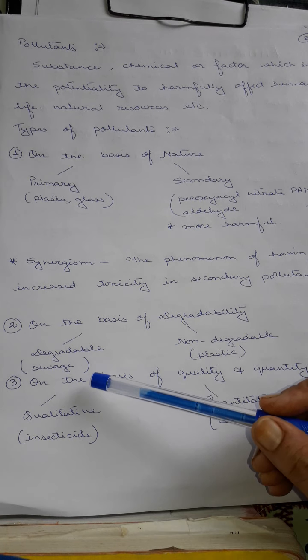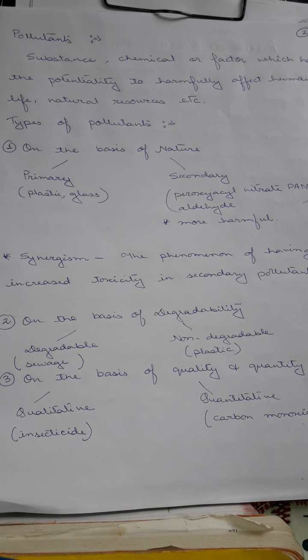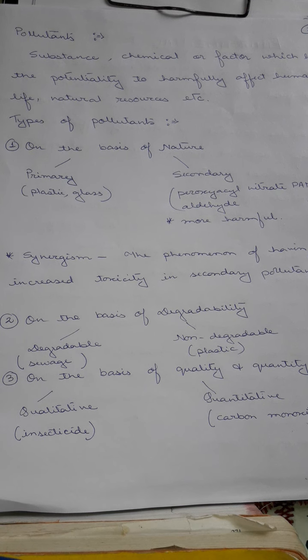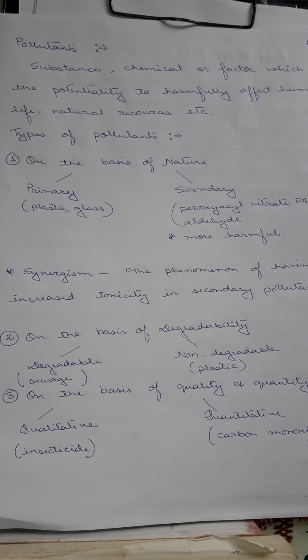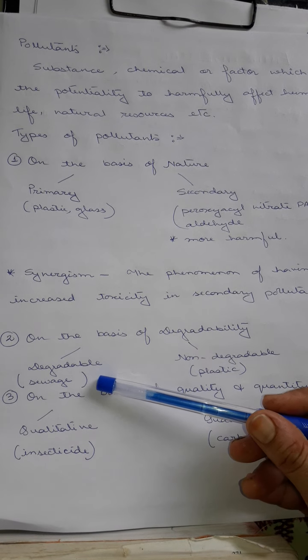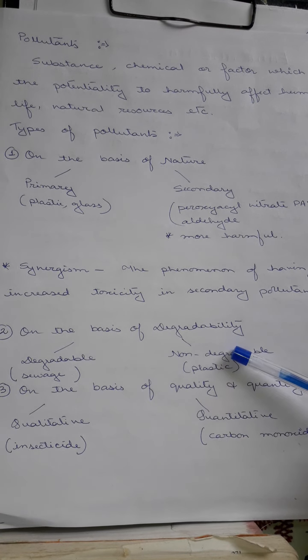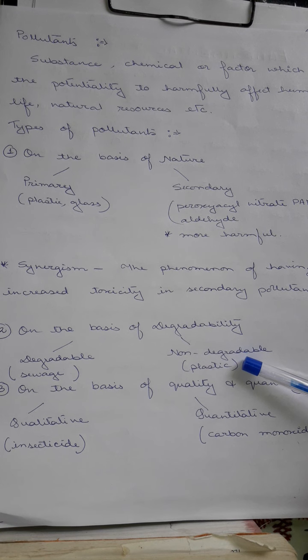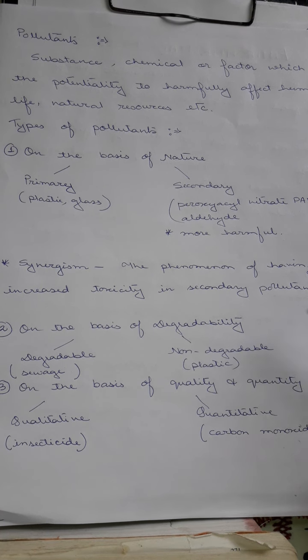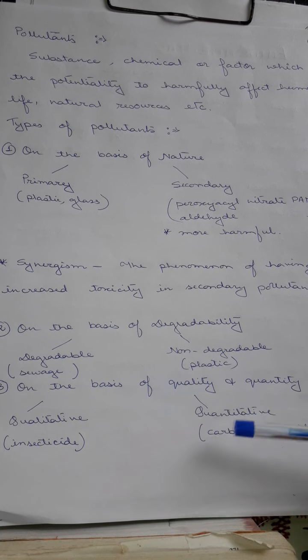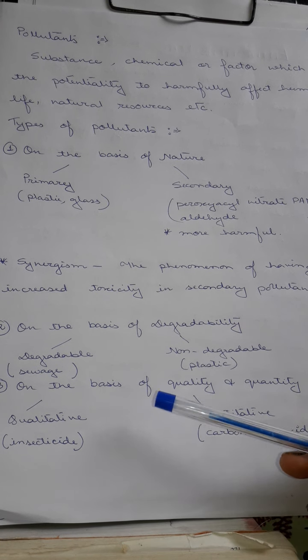Again, on the basis of degradability, we can divide pollutants into degradable and non-degradable. That means the pollutants which can be degraded, like sewage, we can degrade them and reuse them, isn't it? We can convert it to simpler forms by microorganisms. So that is called degradable pollutants, and those which cannot be acted upon by microorganisms, like plastic, etc., are called non-degradable pollutants.